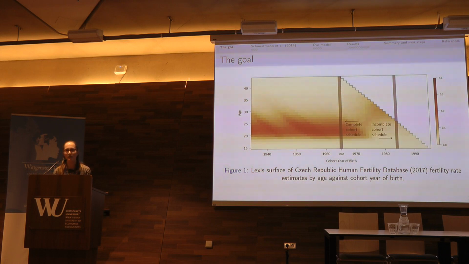So you can see that up until 1965, the cohort schedules are complete, because the reproductive lives of these cohorts are in the past, but after 1965 they're incomplete because the cohorts are only part of the way through their reproductive lives, and in the case of the 1995 cohort they haven't started them yet. And our goal is to fill in the missing part of the Lexis surface over here and forecast the incomplete cohort schedules.